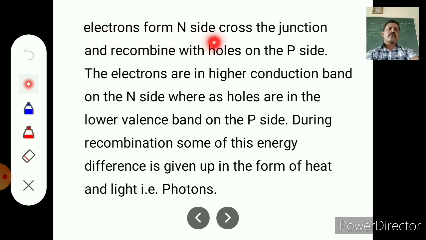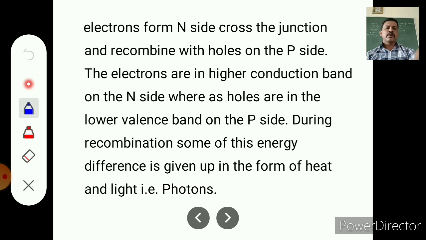Electrons cross the PN junction from the N side and recombine with holes on the P side. The electrons are in the higher conduction band on the N side, whereas the holes are in the lower valence band of the P side. During recombination, some of this energy difference is given up in the form of heat and light, that is photons. So the light emitted from the LED consists of photons, known as light emitting particles.